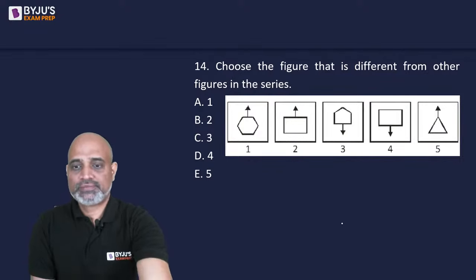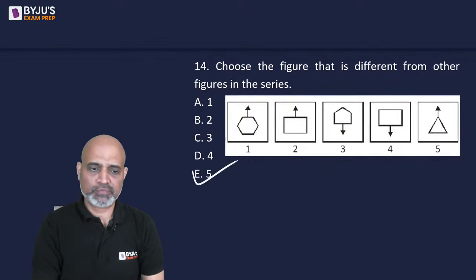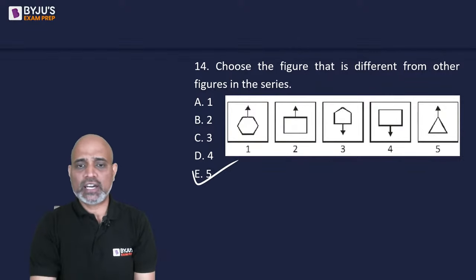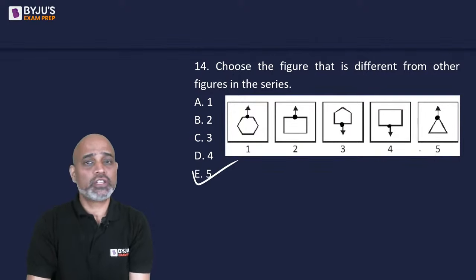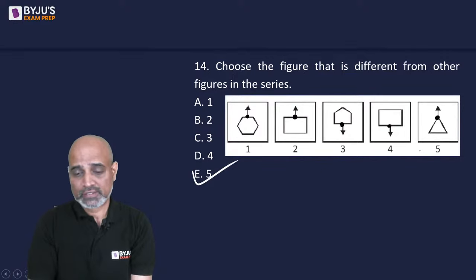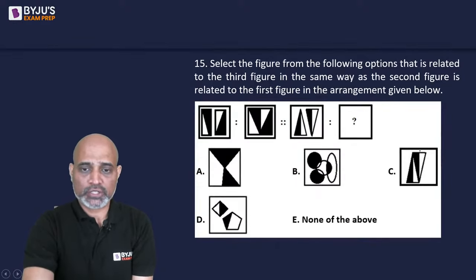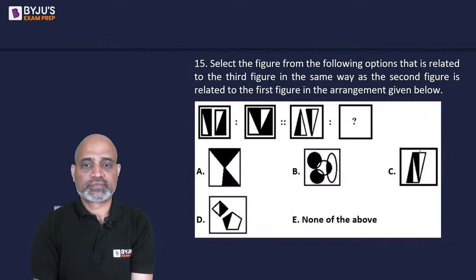Quick answer, fifth, right? Pretty simple. All the arrows originate from the sides of the figures. This is the only one that originates from a vertex. All the arrows start from the side. Pretty simple logic. Okay, next one.